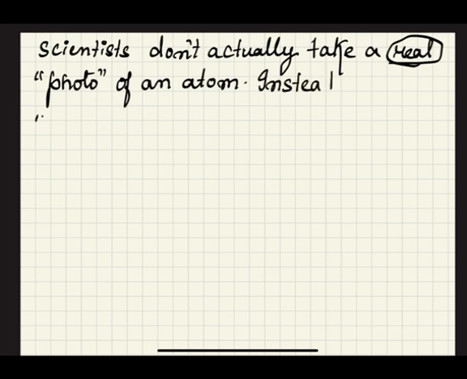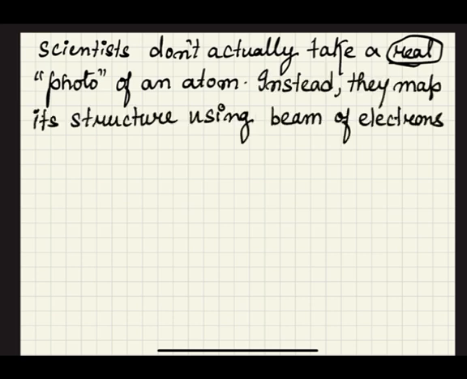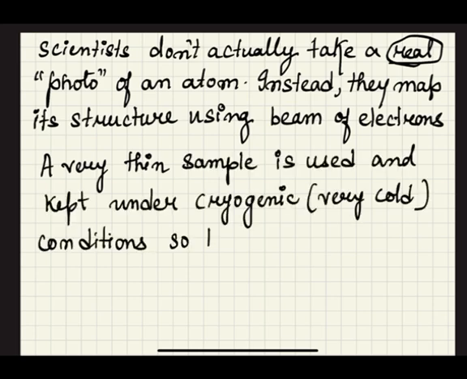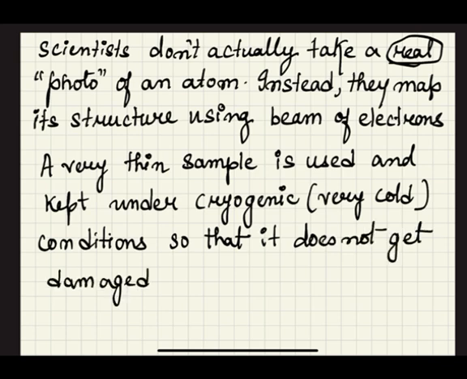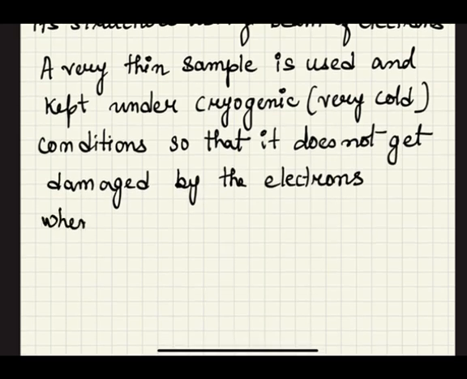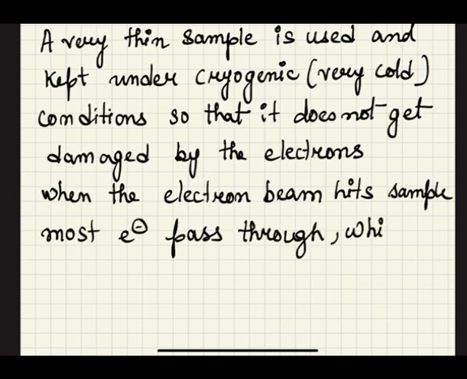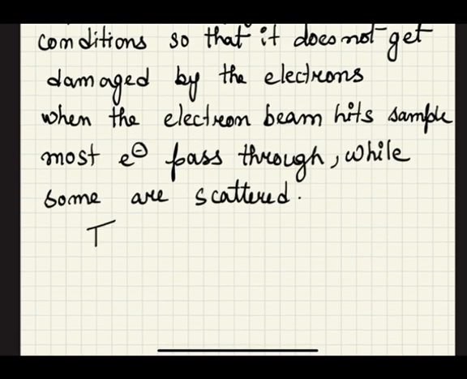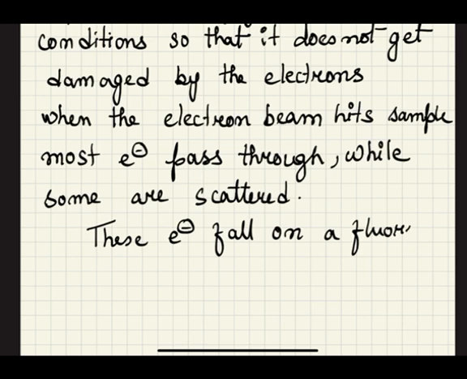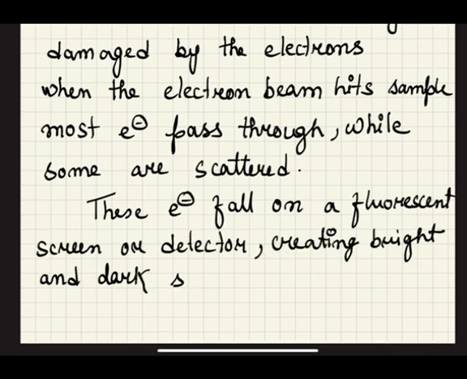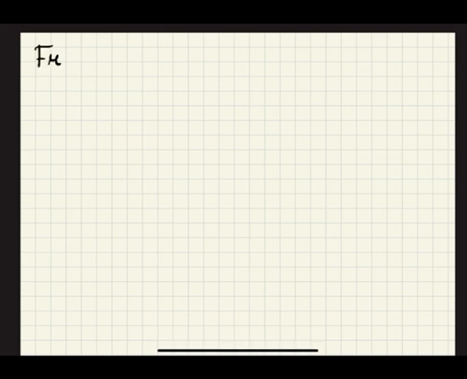Scientists don't actually take a real photo of an atom. They map its structure using a beam of electrons. A very thin sample is used and kept under cryogenic, very cold conditions so that it does not get damaged by the electrons. When the electron beam hits the sample, most of the electrons pass through while some are scattered. These electrons fall on a fluorescent screen or detector, creating bright and dark spots.